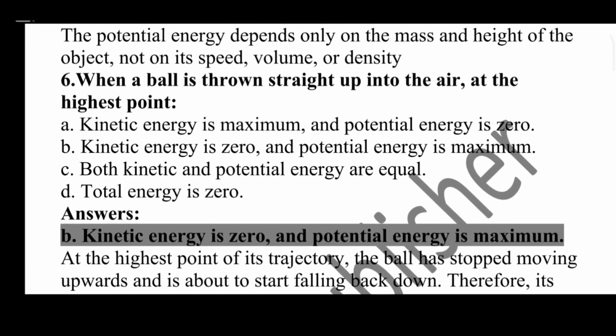Question number 6. When a ball is thrown straight up into the air, at the highest point: Option A, kinetic energy is maximum and potential energy is 0. Option B, kinetic energy is 0 and potential energy is maximum. Option C, both kinetic and potential energy are equal. Option D, total energy is 0. So the correct option is B, kinetic energy is 0 and the potential energy is maximum.